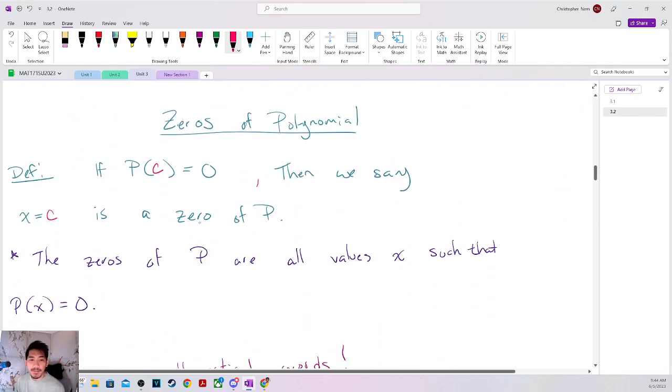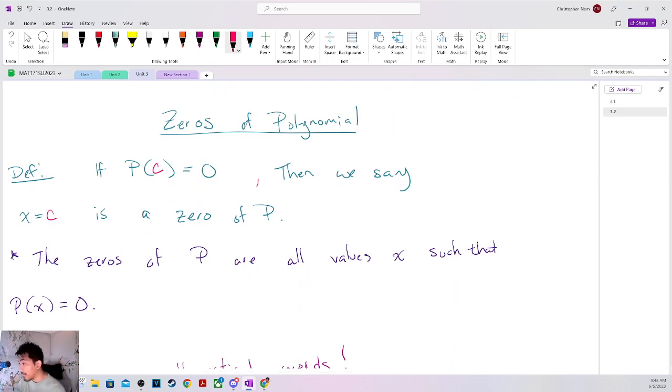So now we talk about zeros of polynomials. Zeros are one of the most important concepts in mathematics. Now, they might not be important for some other areas, but in mathematics, that is one of the most important things we talk about. So what are zeros? Well, I'll give you the formal definition real quick. If a polynomial function p of an input c equals 0, we say that x equals c is a zero of p. It is a zero.